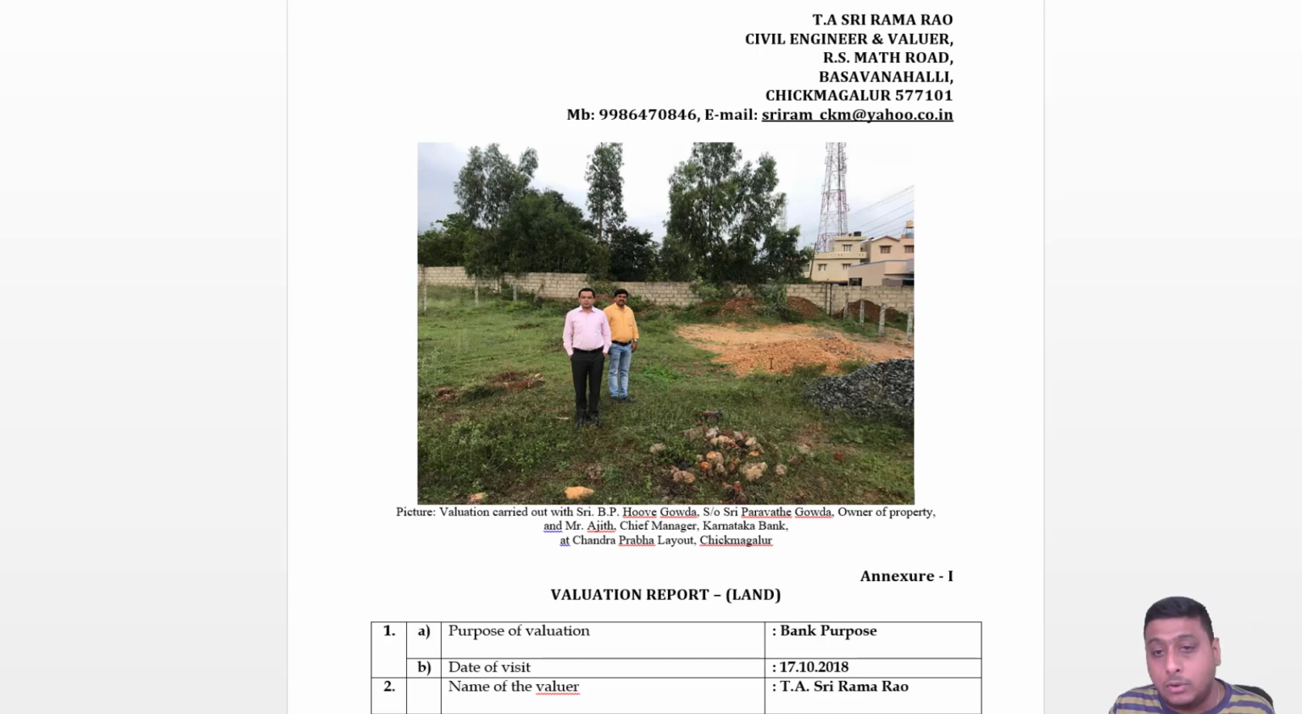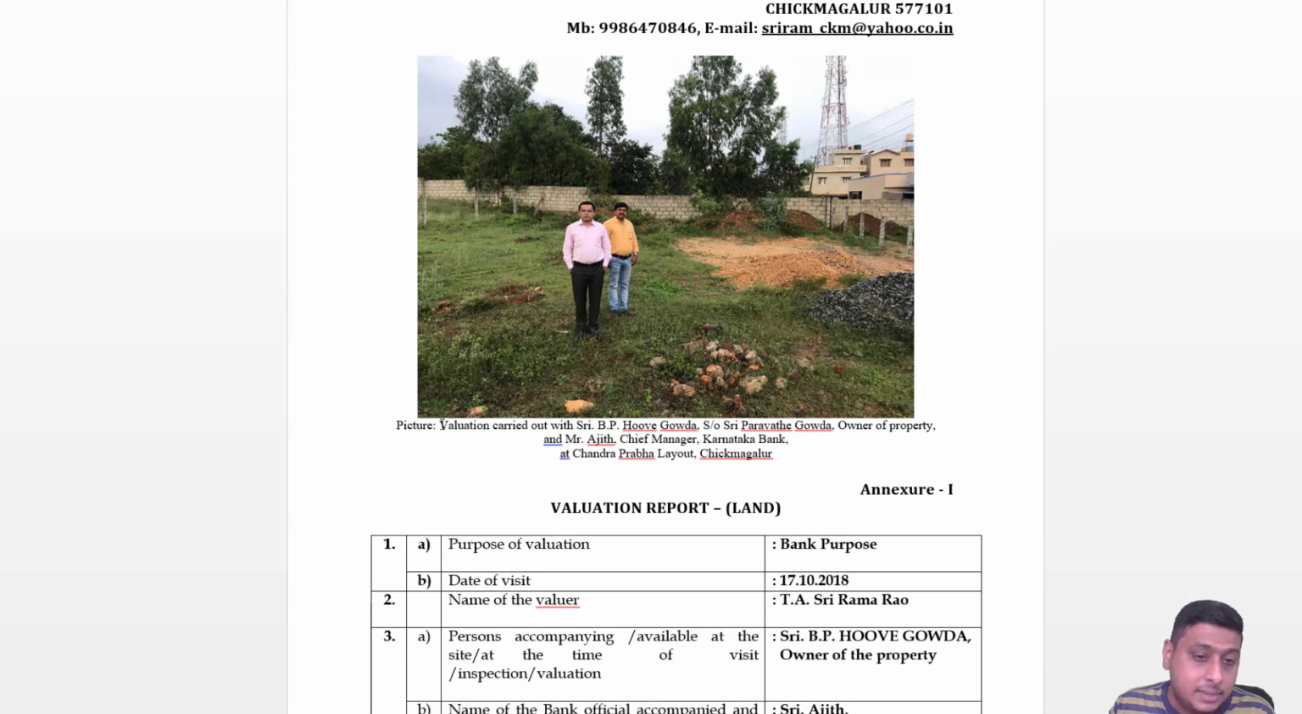Then when we put a picture of that particular site or location, we have to mention it. See here, the picture shows the valuation carried out with the owner of the property, son of so and so, and Mr. Ajit, the chief manager of Karnataka Bank at Chandraprabha Layout, Chikmagalur. We briefly explain with whom we have done the valuation report, who the bank official is, and all those things.